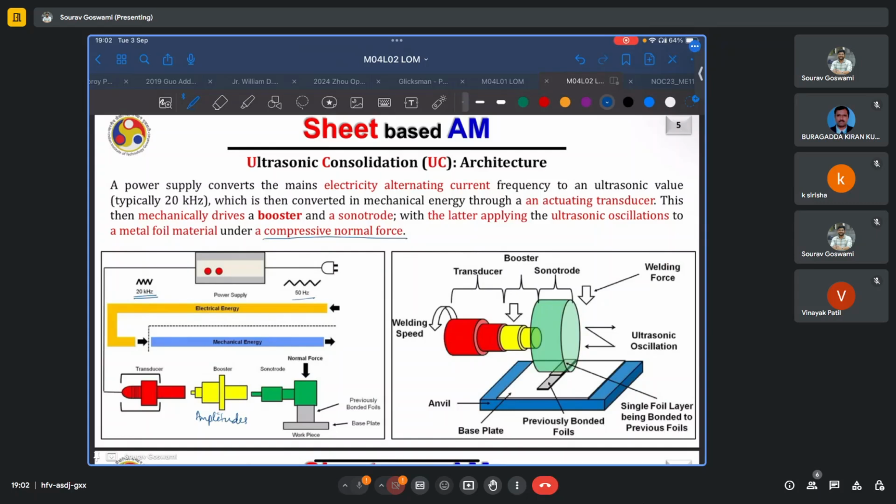So your welding speed is basically the speed with which your roller or sonotrode is moving along this foil. You have the transducer, booster, and the sonotrode. The welding force is a normal force acting on the sonotrode, and the oscillations are occurring in the transverse plane.